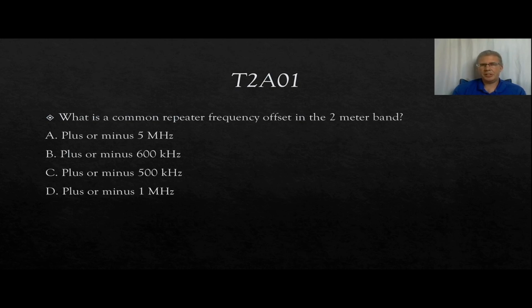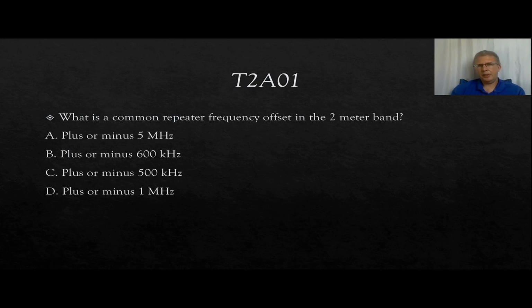So the 2-meter band is a specific part of the band. It's roughly about 144 megahertz in the whole frequency spectrum. This is considered the VHF operating area. And one thing to know is this is the most common place to find repeaters other than 70 centimeters, which is a higher frequency in the 400 megahertz range. So when we're talking in this 140 megahertz range, we have a few specific guidelines we go by. And one of them is the repeater frequency offset.